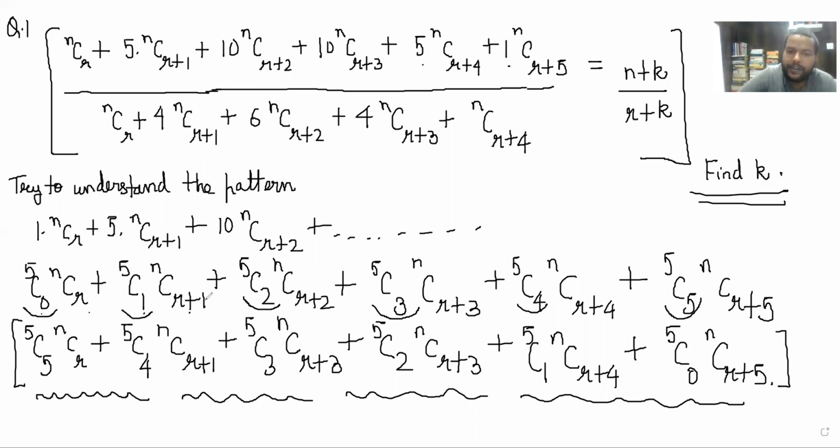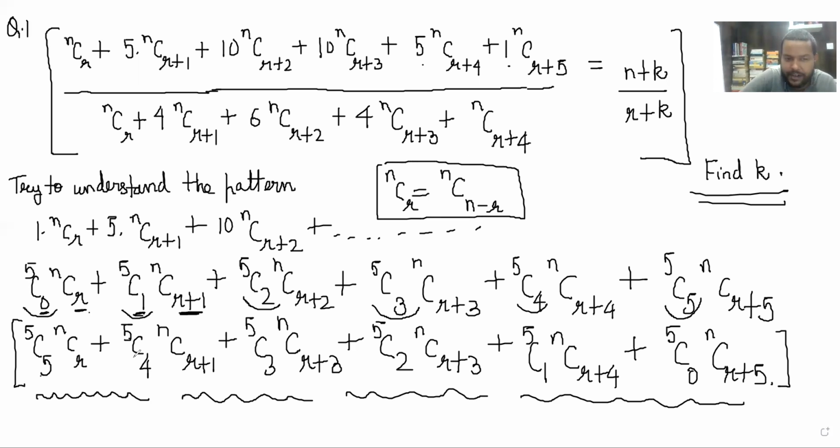Okay, so how do we simplify this? Right now, notice that the subscripts here, 0 plus r and 1 plus r plus 1, do not have the same value. Every subscript is increasing, right? Here the sum is r plus 2, here it was only r, here it is r plus 4, and here it is r plus 6. But if we do a slight change here and convert 5C0 to 5C5, which is equal, because we have the property that nCr is equal to nC(n minus r), using that property, we can convert 5C0 to 5C5, 5C1 to 5C4, 5C2 to 5C3, and so on.